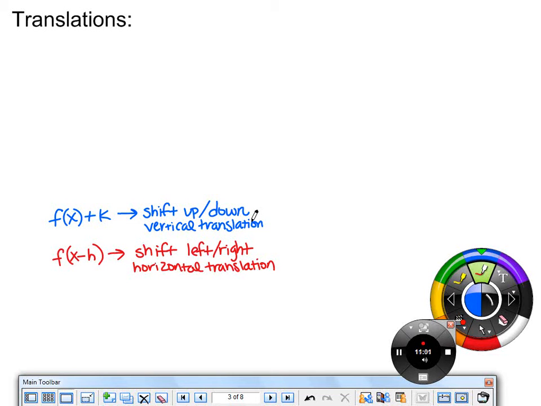So you guys are used to this. It's what you did yesterday on the investigation with absolute value h and k. You just might not have called it a horizontal translation before, but you identified whether it was moving left and right or up and down.